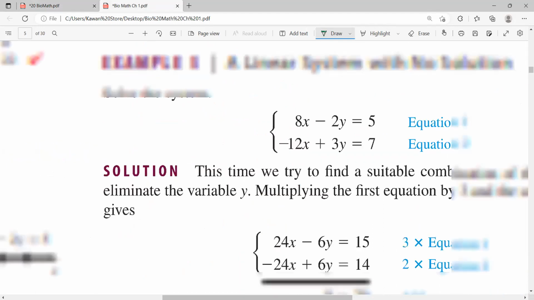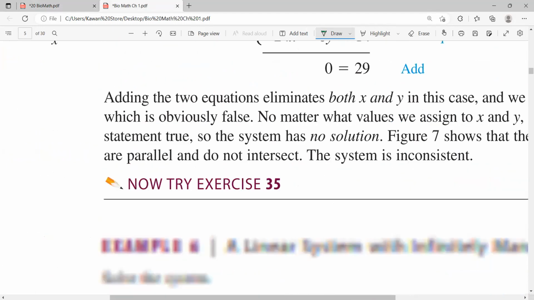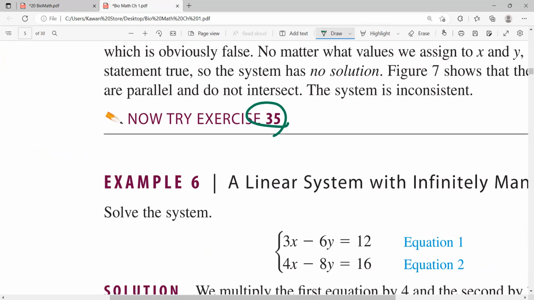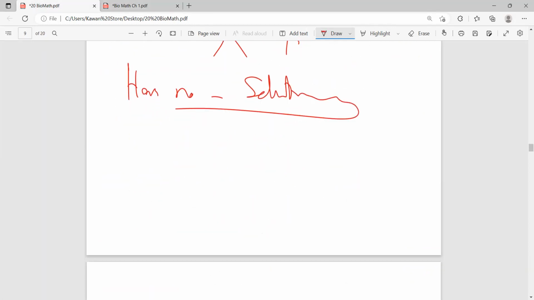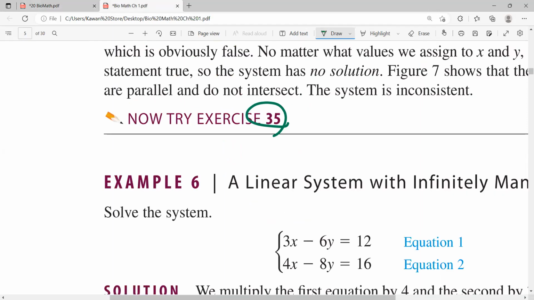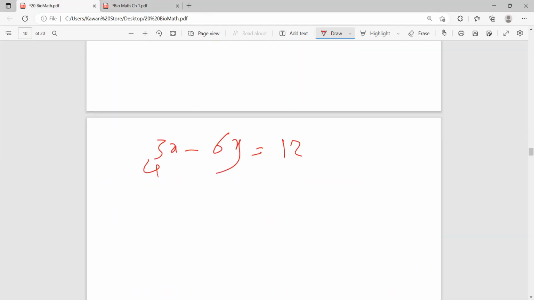How about example number 6? Do not forget about here. 3x minus 6y. Four times 4 minus 8 is 16.